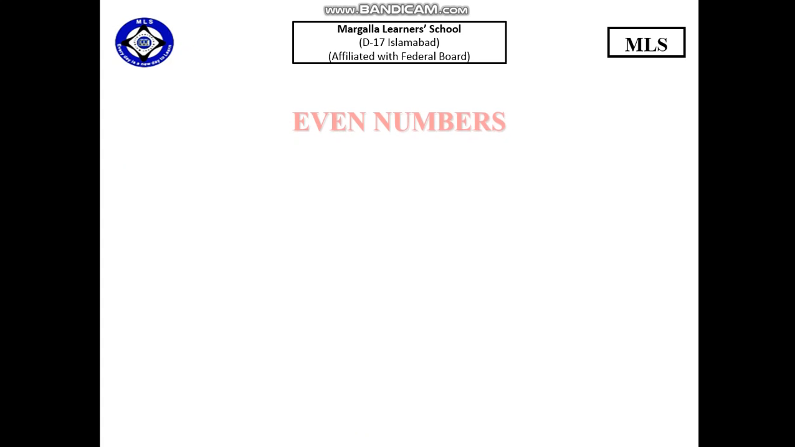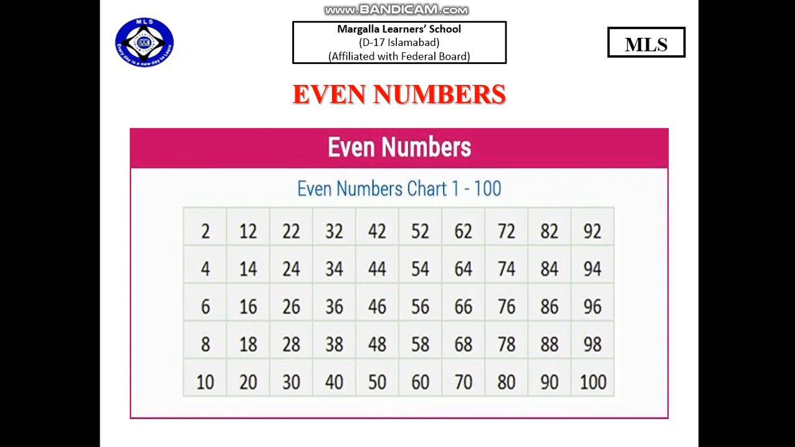Now let's come to even numbers. Let's look at this chart and the numbers. All the odd numbers are not here. Can you see that? So the numbers here are 2, 4, 6, 8, and 10. These are even numbers. So whenever you see 2, 4, 6, 8, or 0 at the end of a two-digit number, it means that it is an even number.